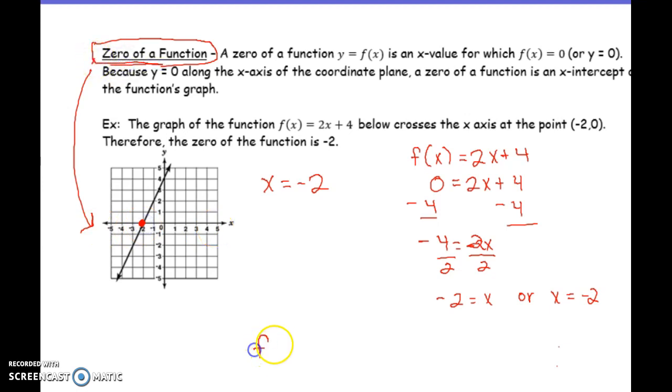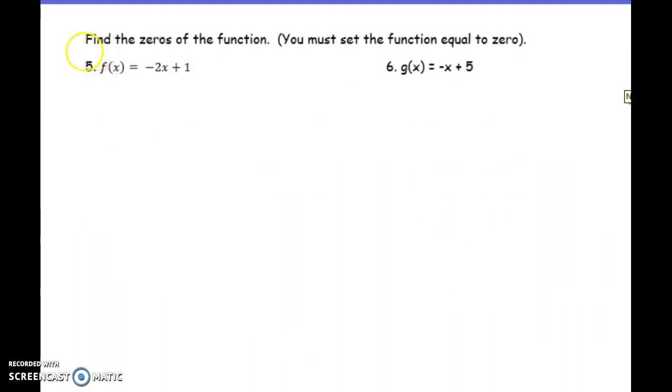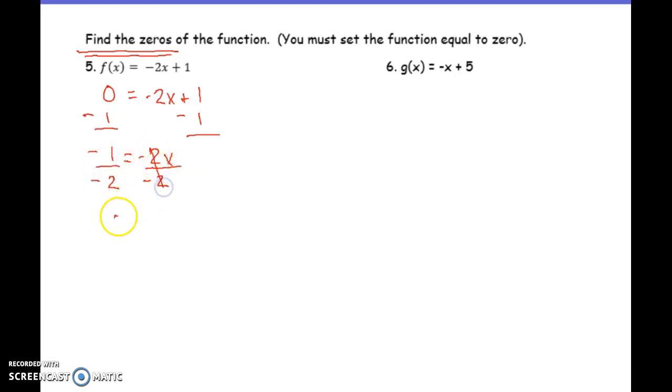It is not f of 0. Okay, f of 0 is when the input is 0. So it's not f of 0, it's setting your output to be 0. All right, looking at these, we're finding the zeros of the function. So let's let our output be 0 and solve for x. We're going to do that by subtracting 1 from both sides and then dividing by our negative 2. When we do that, x is going to be equal to 1/2. As an ordered pair, it would be 1/2 and 0, because that's where the zero of the function is, where your output is 0.